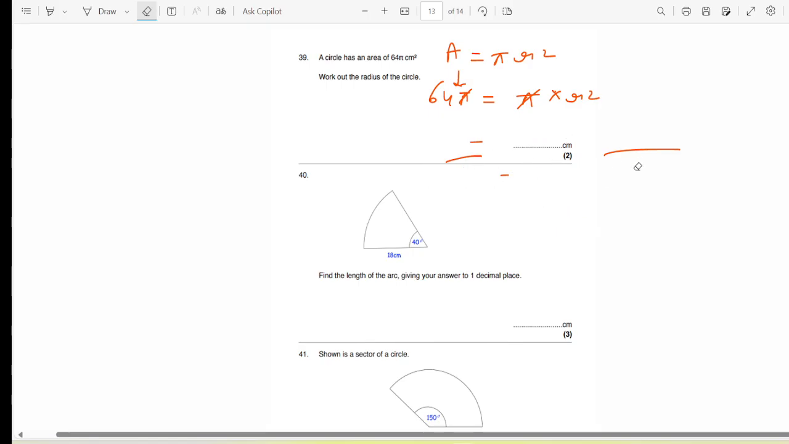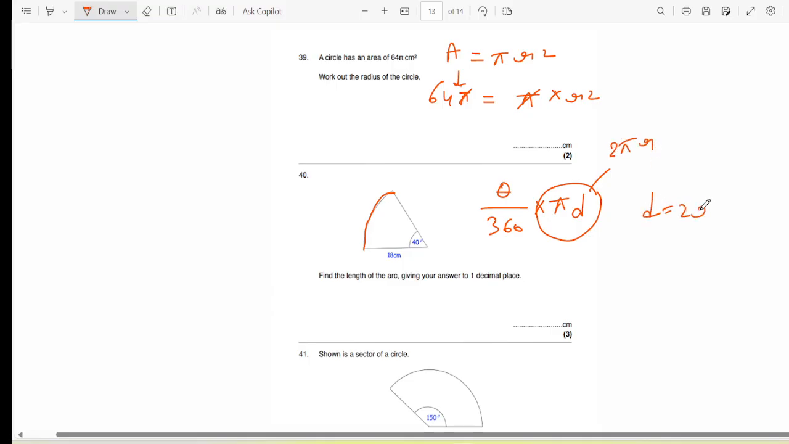Let's move to the next question. There is a sector. We have to find the length of this arc, giving the answer to 1 decimal place. So the formula for the length of an arc is theta, the angle, over the complete angle 360, times pi times diameter, pi d, or in place of pi d we can write 2 pi r, because we know the diameter is 2 times the radius.